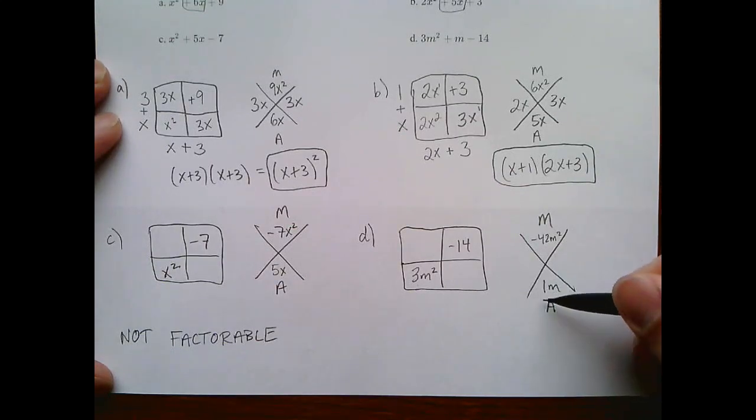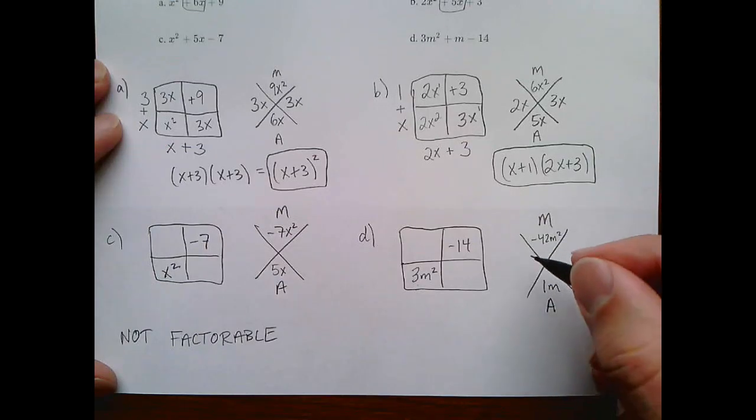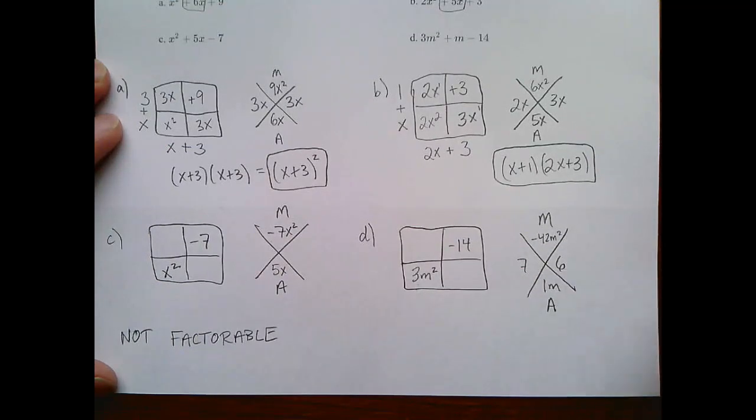And it turns out since they need to add up to something that's kind of small like 1, that means the two numbers have to be relatively close to each other. Notice they also need to multiply to a negative, so one of these numbers is going to be positive and one of them is going to be negative. So in this case, I do know that 7 times 6 is 42, but that would be a positive 42.